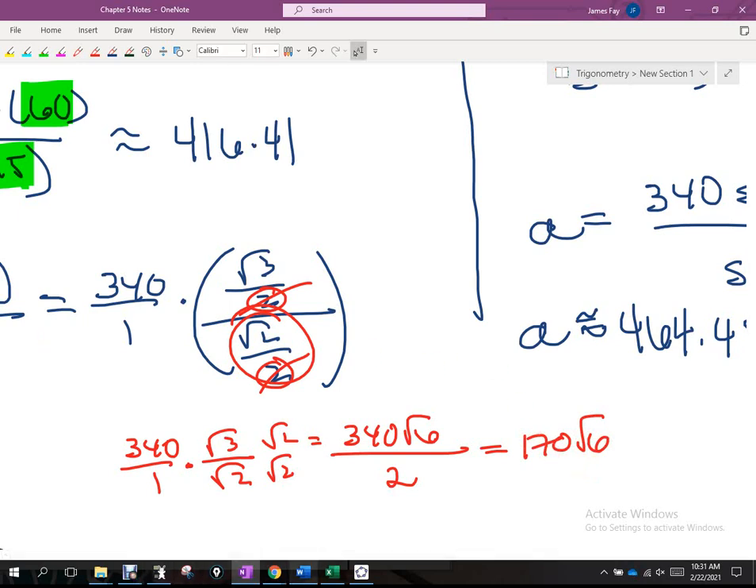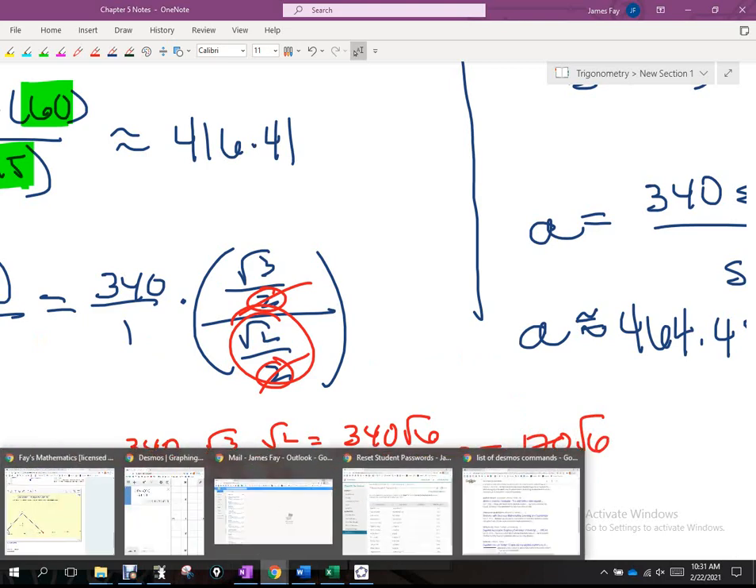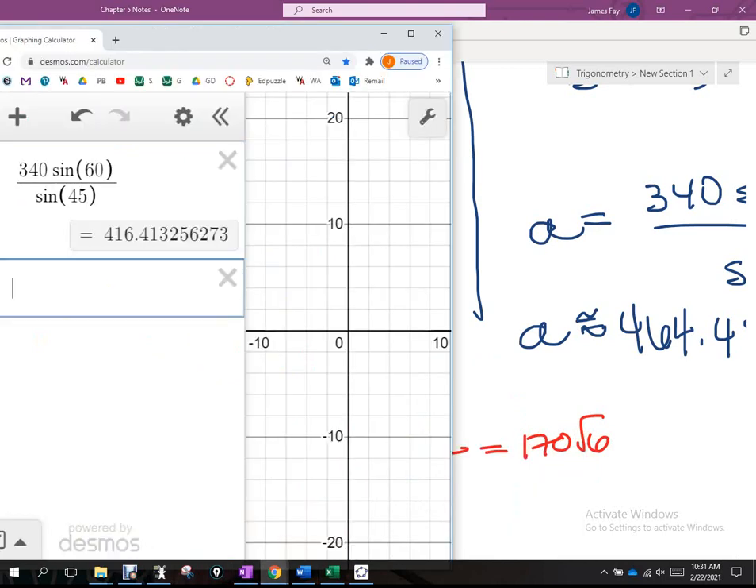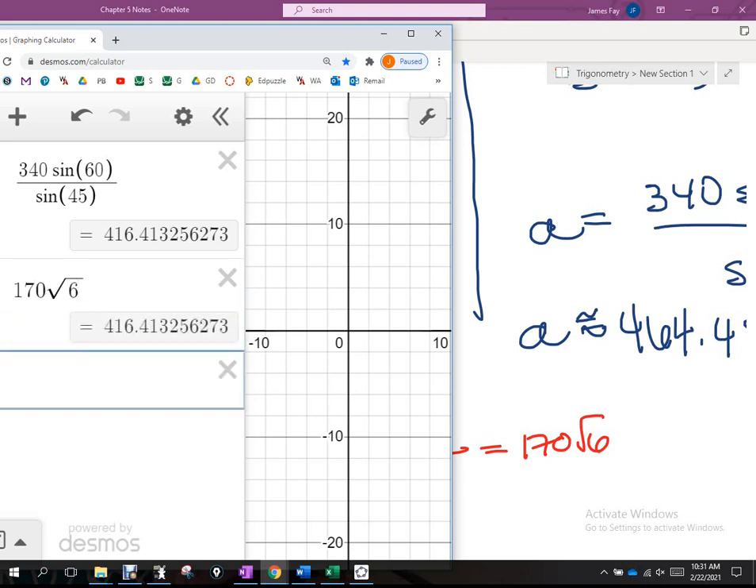Go to Desmos real quick, and let's see the comparison here. 170 square root of 6. Is it the same value as 340 sine of 60 over sine of 45? Okay. But here's the thing. You got to pay attention.